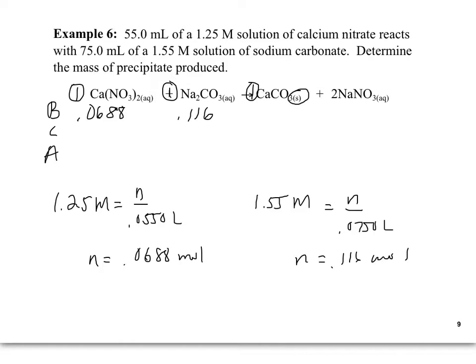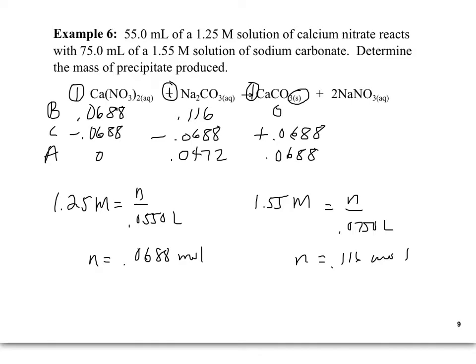So remember, there are 1,000 milliliters in a liter, and so we get 0.0688 moles of calcium nitrate and 0.116 moles of sodium carbonate. Now again, they react in a 1-to-1 ratio, so we just pick the smaller one as our limiting reactant. So you can see we have the limiting reactant reacted until there's nothing left, and we have 0.0472 moles of sodium carbonate left over. That's our excess reactant. And we get 0.0688 moles of calcium carbonate.